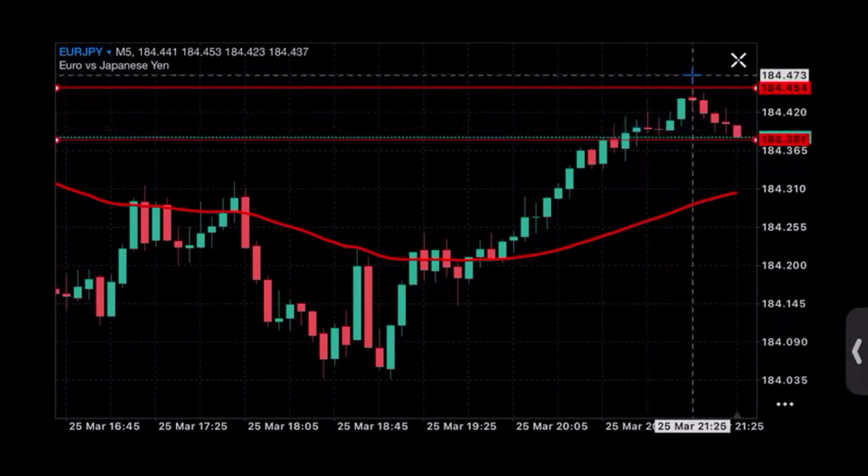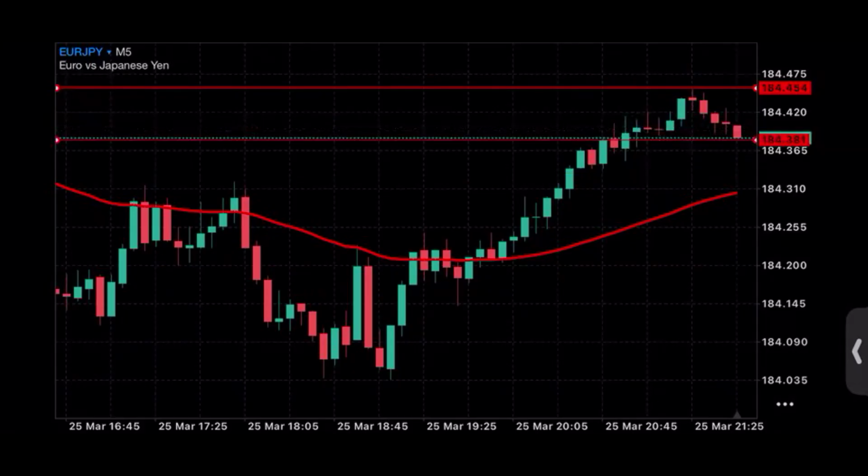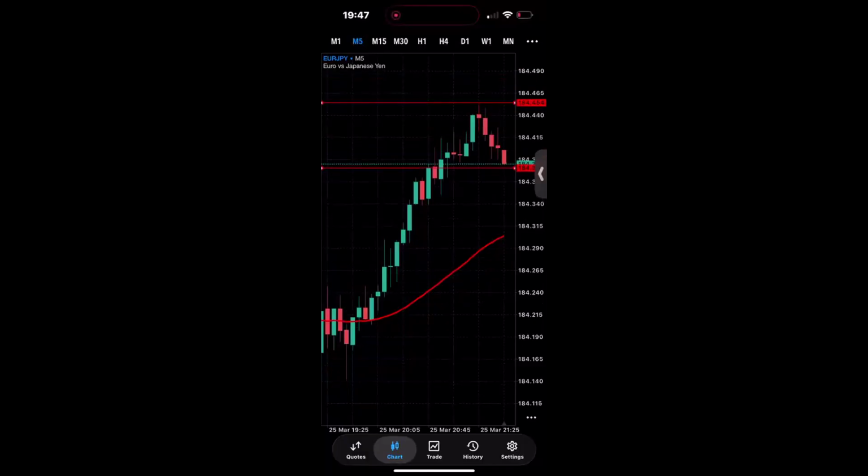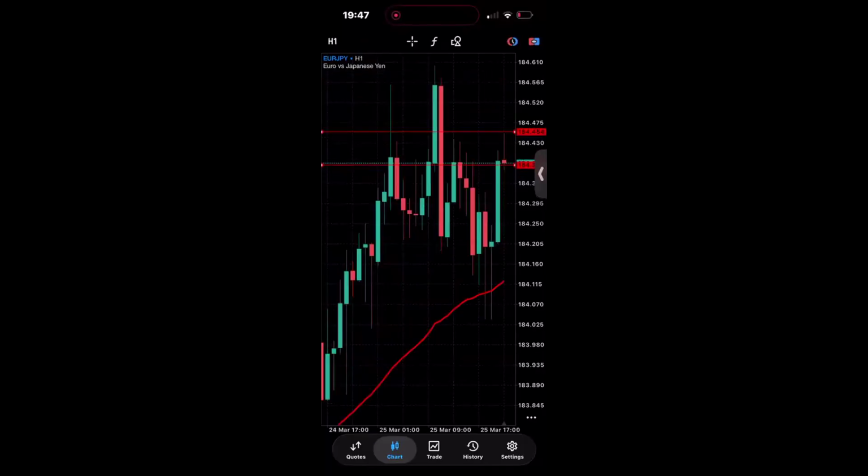So in this case, we want to have our buy stop. Our stop loss is going to be here at 184.381. Our buy stop at 184.454. And then our take profit, we can go to the 1 hour time frame to mark that out. If you check the 1 hour time frame now, you should be able to know where you should take your profits. This price has gotten here before, which means it's going to get there again. 184.557. So let's do this together, guys.